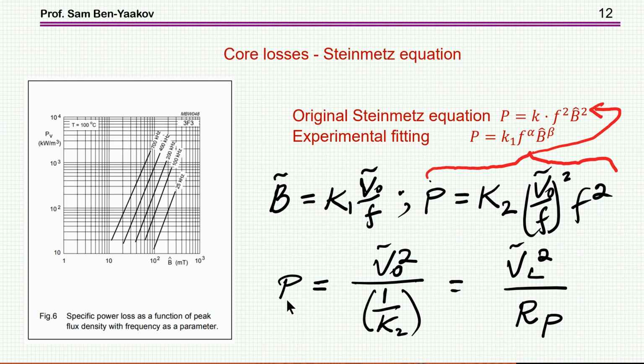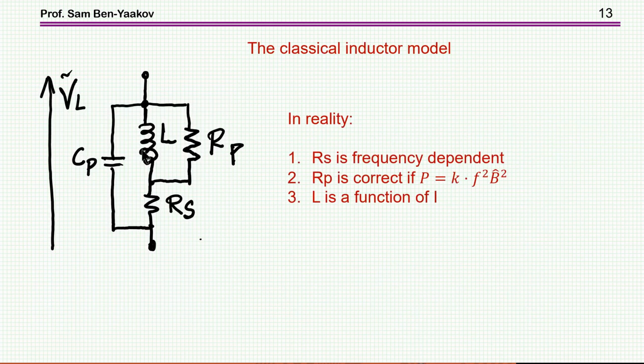So therefore, I can say that the power dissipated in the core is equal to the voltage squared on it divided by R, meaning that I can represent it as a resistor across the inductor. So this is actually the very basic classical model of an inductor. We have L, we have the resistance of the winding, and then this is the parallel resistance representing the core losses. Also, I have here the capacitance. This is the interwinding capacitor represented in a lump form.